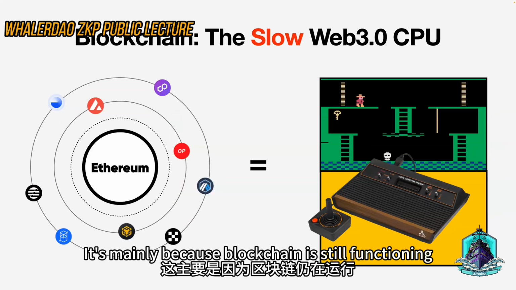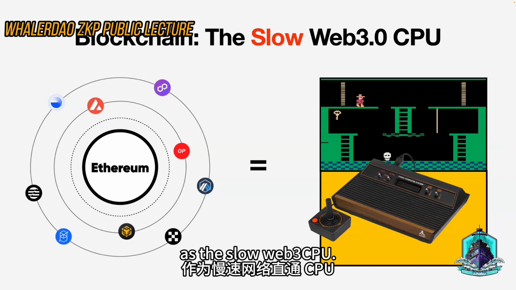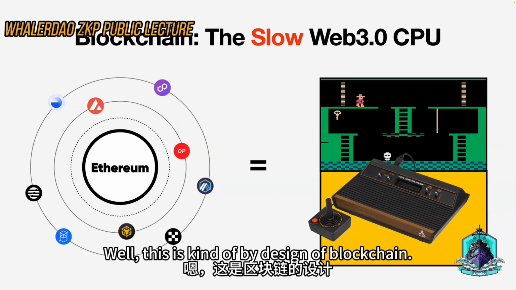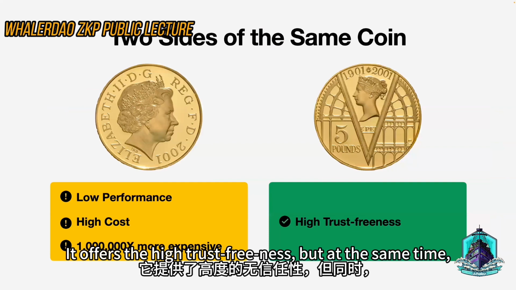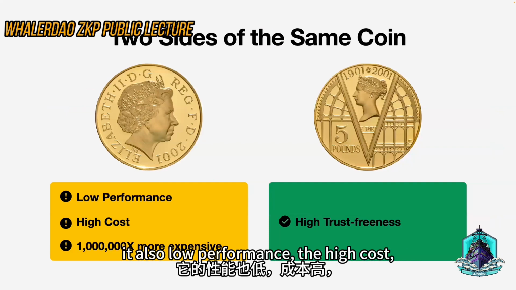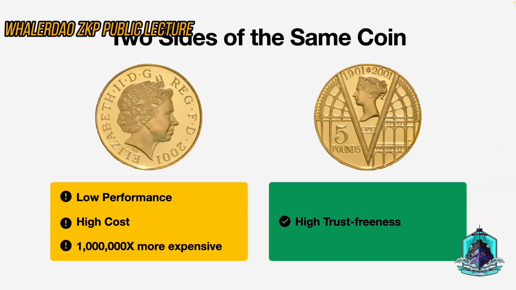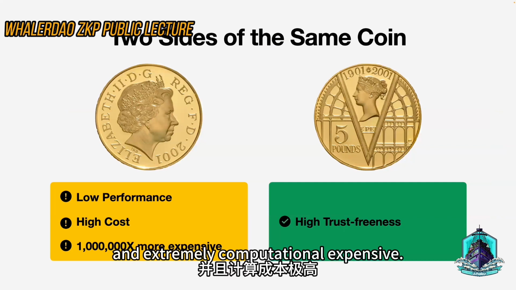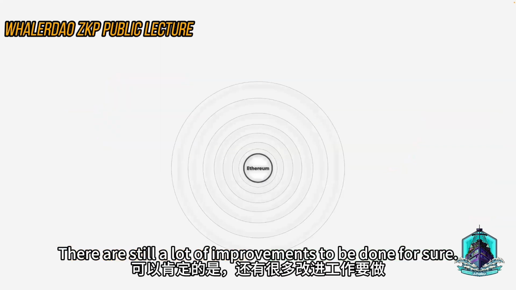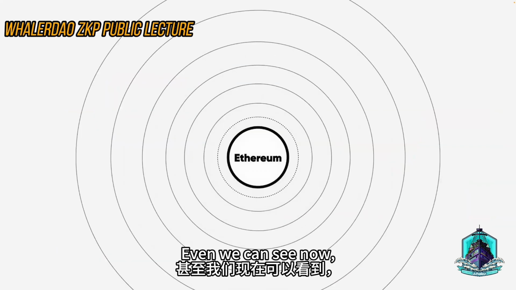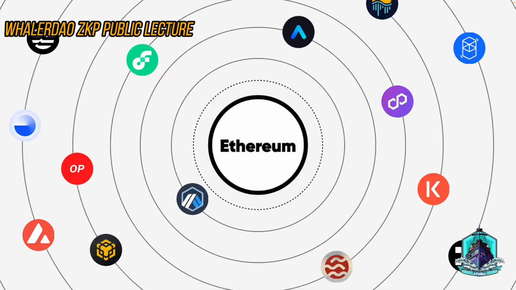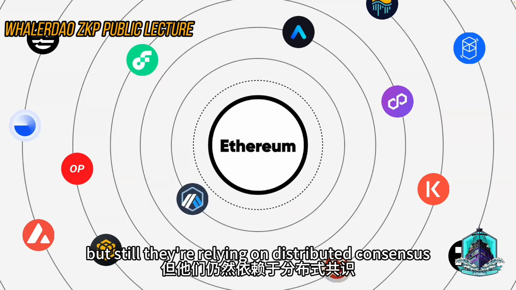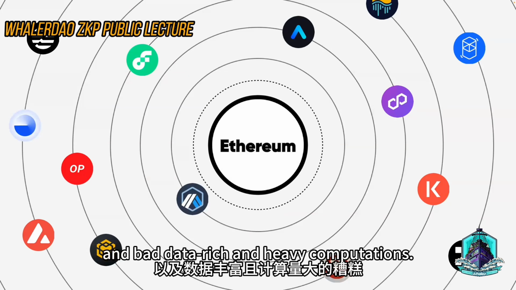It's mainly because blockchain is still functioning as the slow Web3 CPU. Well, this is kind of by design of blockchain. It offers high trust-freeness, but at the same time, it also has low performance, high cost, and is extremely computationally expensive. There are still a lot of improvements to be done for sure. Even though we can see a lot of layer ones and layer twos booming, they're still relying on distributed consensus and are bad at data-rich and heavy computations.